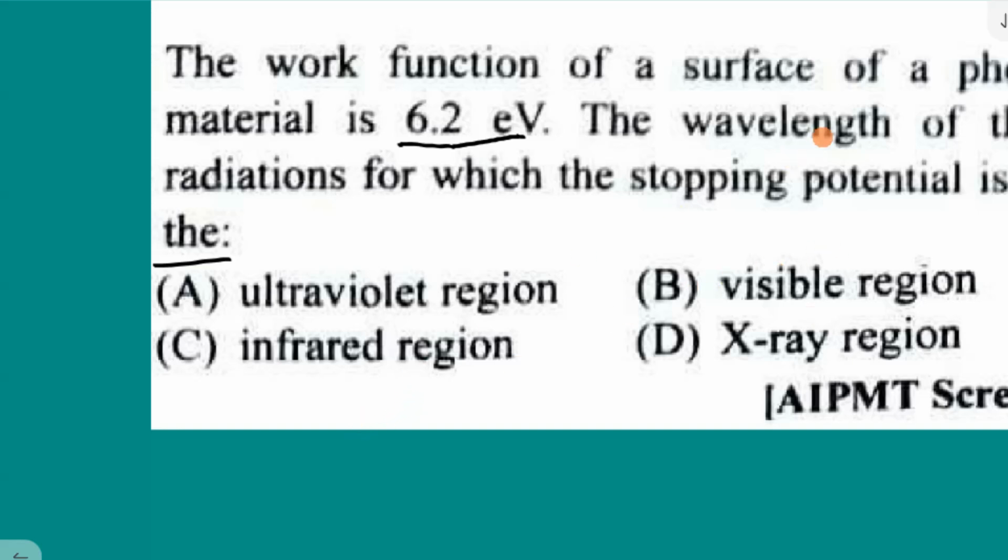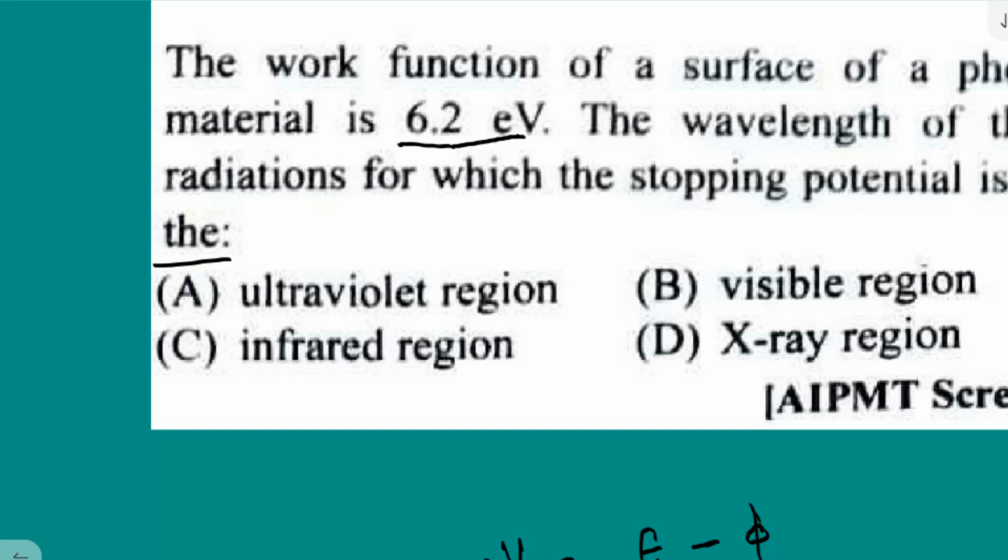From the photoelectric effect, we know the relation that e times Vs is equal to energy minus work function. Now stopping potential is 5 here, so this will be 5 electron volt, because this is 5 volt and we have e. So 5 electron volt is equal to E minus work function, that is 6.2 electron volt. So from this, the value of E is 6.2 plus 5, that is 11.2 electron volt.